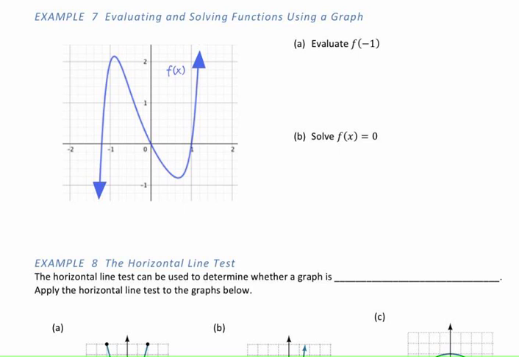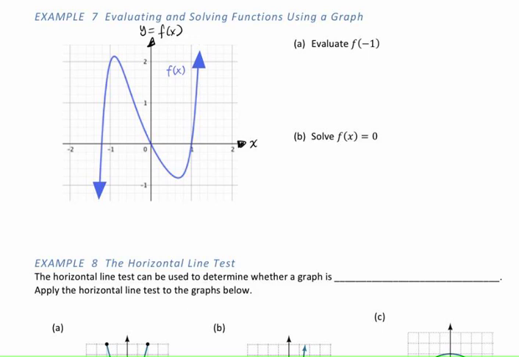Example 7, evaluating and solving functions using a graph. So here I have a graph of f of x. Let's finish labeling our axes. This is my x, or my independent variables, and here are my y's, also known as my f of x, dependent variables.